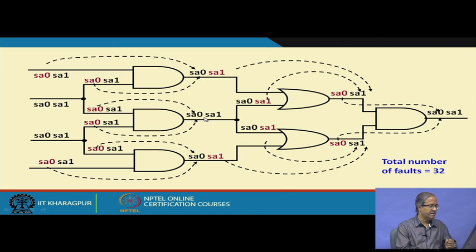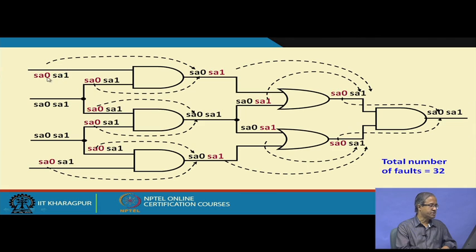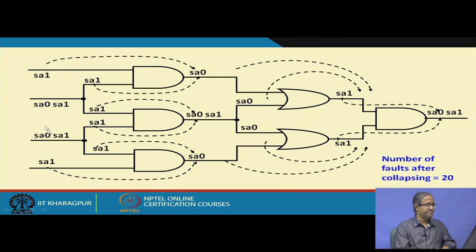If I do it, I get something like this. This was the original thing, the red marked faults I have removed by collapsing. I keep the rest. So, you see that after I have done equivalence collapsing, the number of remaining faults is only 20. Earlier it was 32, now it has reduced to 20. This is a process which is typically done before we actually do testing of the circuit or test generation or whatever, right. Fine.